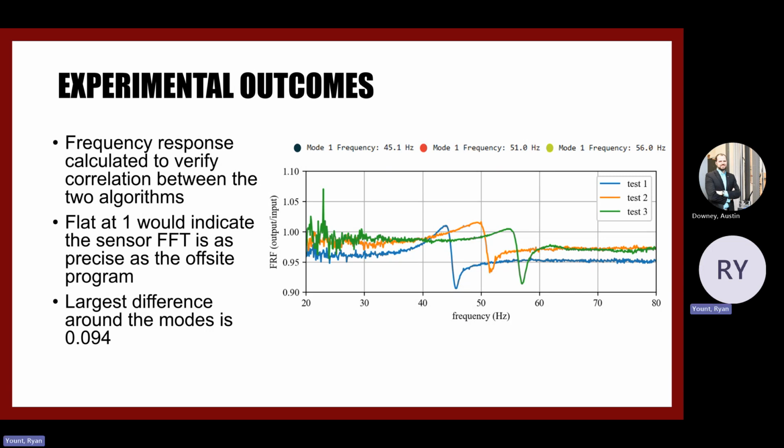To further verify the accuracy of the edge processed FFT, we compared it to the NumPy FFT with a frequency response calculation. In this case, you would want the response to be close to 1, especially around the modal frequencies, which would show a strong correlation between the 2 sets of data. And as you can see in the graph, the edge FFT is relatively close to the off-edge FFT, with the largest difference around the modes just being at this dip here, which was just 0.094 difference.